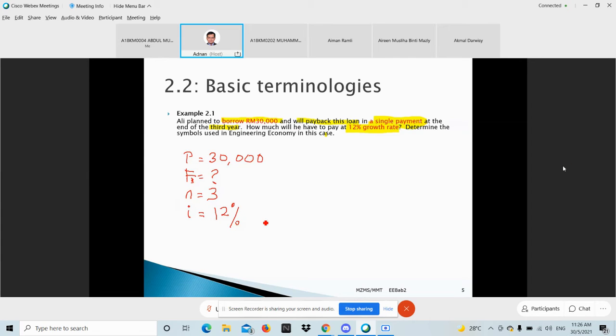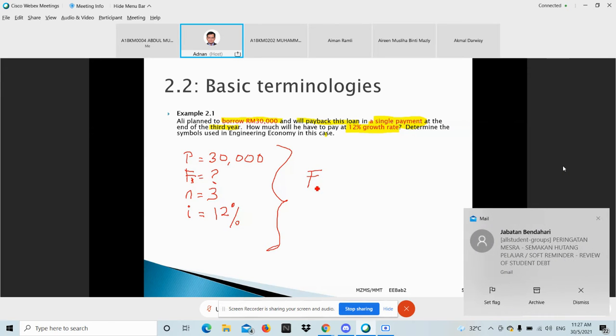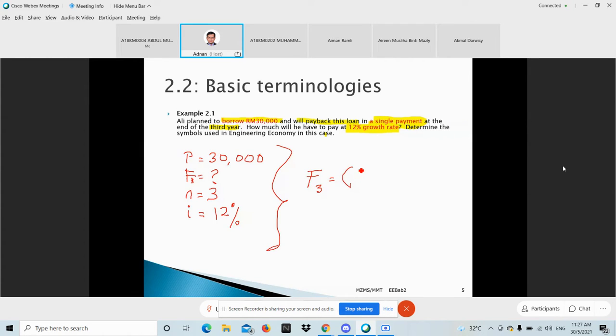So this is what the question is asking us. They say determine the symbol used in engineering economy in this case. We have shown the symbol here, but we have not solved yet. If we want to write it in engineering economy, it means we want to know the future, this is future, in the third year. We want to know the future given P.